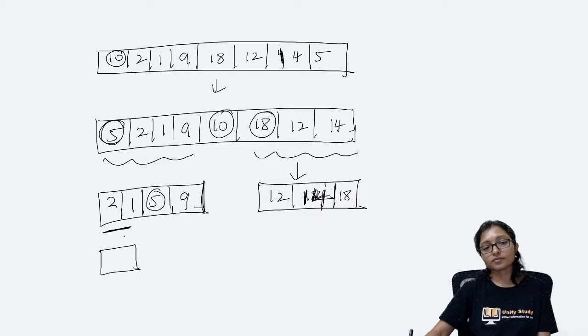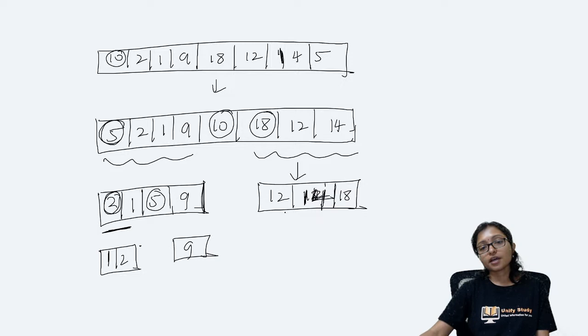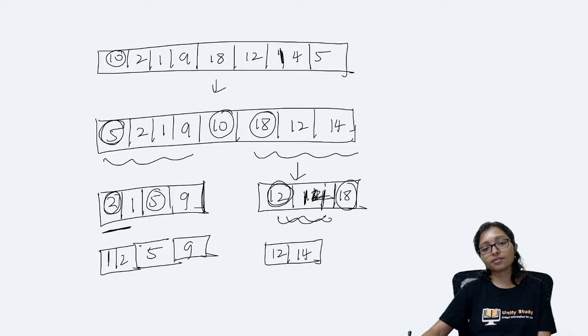So 1, 2, 5 already here. So it is 9. Now you are getting here this one. Now this one is done. I am doing partition algorithm here. So it is 12. Same place, there is no change, 12 and 14. Now we will merge it. Okay, this is 5, 9, I got it. Here it is 12, 14, 18, I got it.